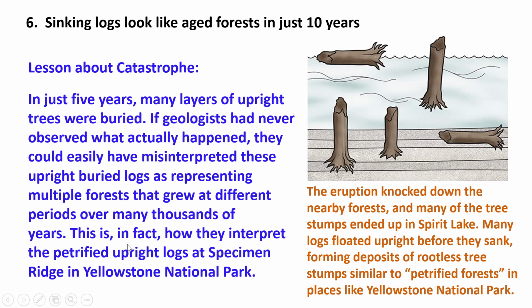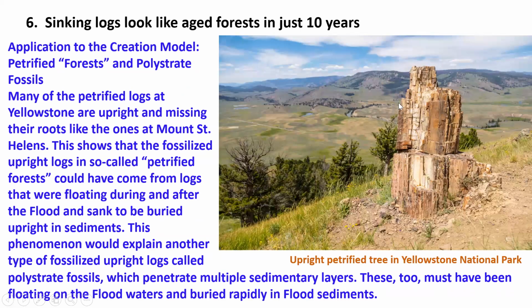And this is in fact how they interpret the petrified upright logs at Yellowstone National Park, Specimen Ridge, where they have these upright petrified tree trunks, and they thought it took many thousands of years. So many logs floated upright before they sank, and they formed deposits of rootless tree stumps, similar to the petrified forest in places like Yellowstone National Park. So here's a picture of Yellowstone National Park upright petrified tree. So not surprisingly, now we know it doesn't have to take millions of years.